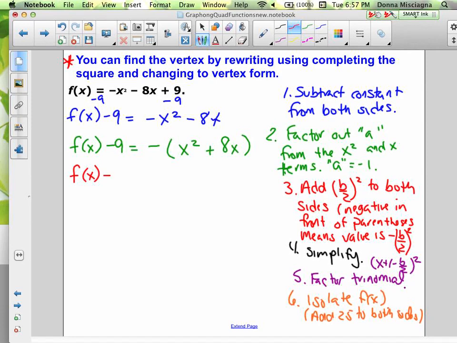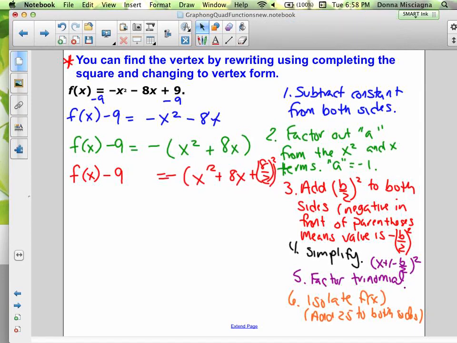So we have f of x minus 9. Since I need to figure out what b divided by 2 squared is, what I'm adding here, I'm going to leave a space. It's always a good idea when you're trying to figure something out. Just leave a little space for it. So we have f of x minus 9 equals negative, and then we're rewriting this stuff in the parentheses, x squared plus 8x. So our b is 8, so we're going to add 8 divided by 2 squared. Get the other parentheses in there, to both sides. There we go. Oops, let me move the equals. There we go. Kind of crowded over there.